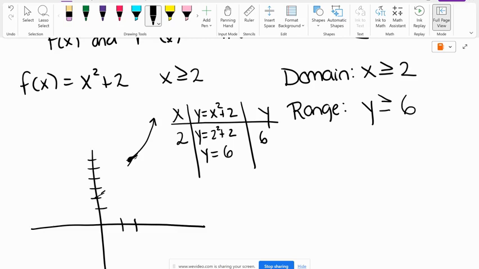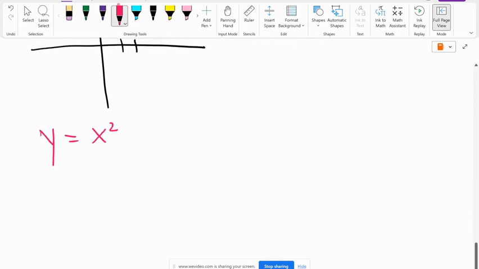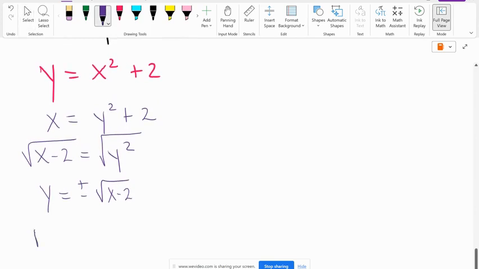This is the original. Now what do we need to find? The inverse. So the original is y equals x squared plus 2. How do we find the inverse? Switch x and y. Solve for y. Now this time, we're taking the square root, right? Technically, do I need the plus or minus? Because when you take a square root, it's usually plus or minus. Okay, let's talk about it. Well, let's leave it for now.